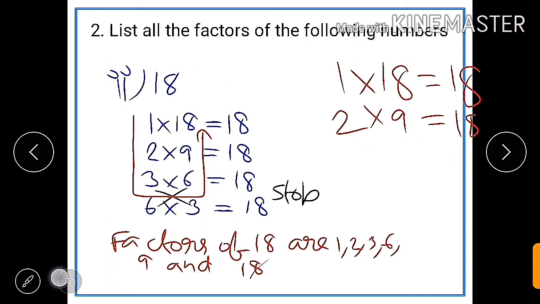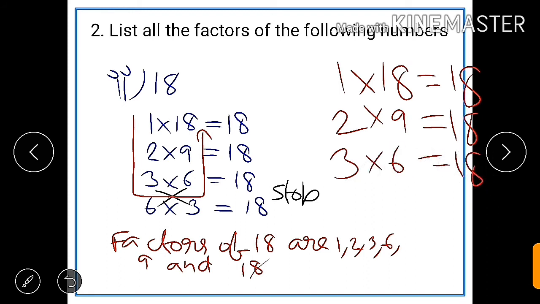Next, what we need to do? We need to check for 3. We have completed the 2. Now, we will start with 3. We know 3 into 6 equals 18. Now, we need to check 4.